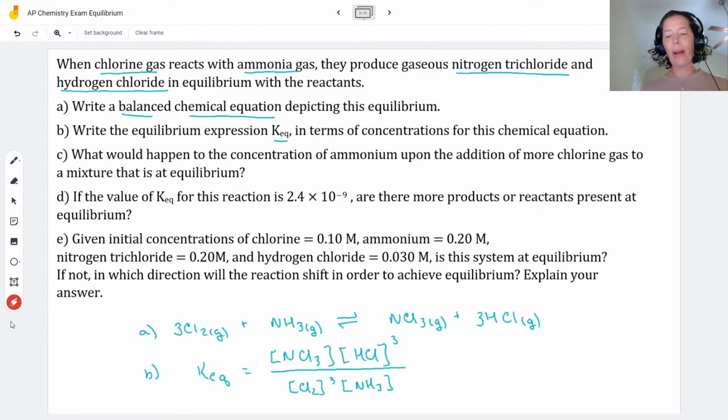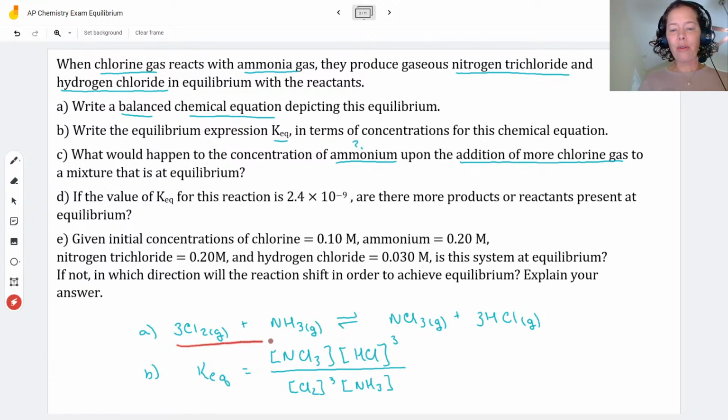Okay, so part C is what would happen to the concentration of ammonium upon the addition of more chlorine gas. Okay, so hold on, I want to underline this. The addition of more chlorine gas, and then we want to find what's going on with, that should be ammonia. Now, I think that was just my typo when I was putting the question in, because we don't have ammonium in this chemical equation. All right, so we are adding more chlorine gas.